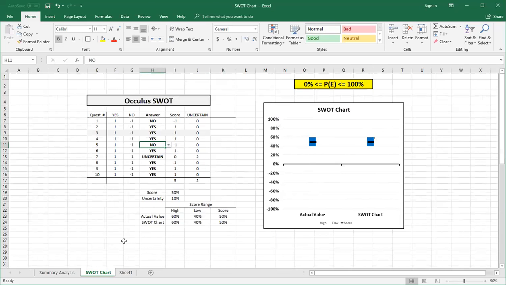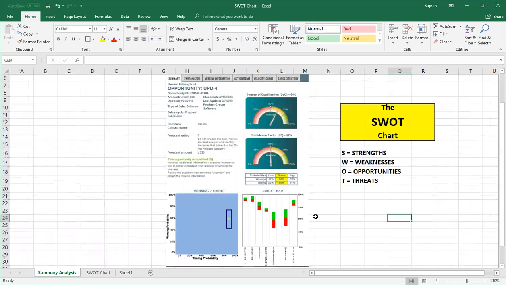I hope this provided an explanation for it. If you want to understand more about interpreting this chart, what it means, what you have to do and where you have to focus your attention, see the video on interpreting the SWOT chart.